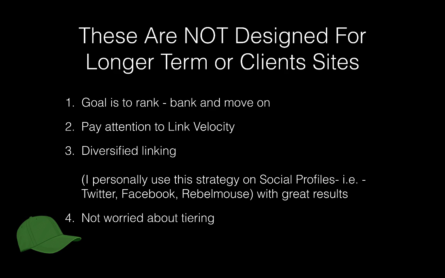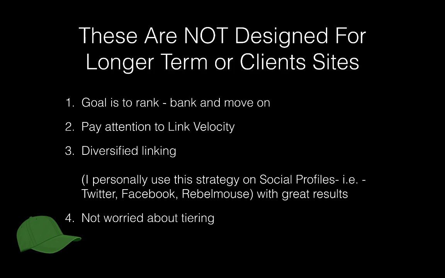So in the churn and burn method, we're not necessarily worried about tiering our links. In some of the previous methods that I talk about, we discussed tiering and building authority to our tiers. In this case, we're not worried about tiering. We want to just get our links put out there, get them indexed as fast as we possibly can, continue building links, and pay more attention to our anchor text as well as our link velocity, especially if we're using this to a Web 2.0 profile.